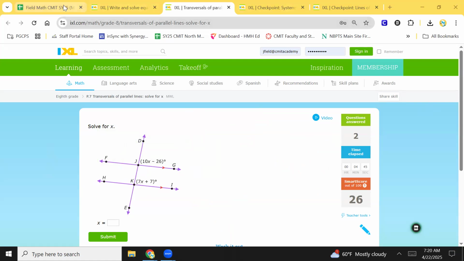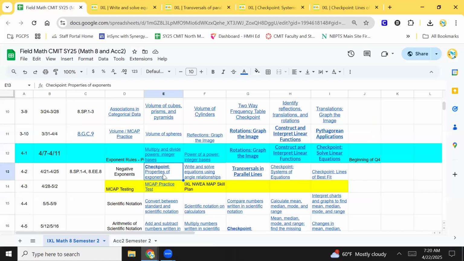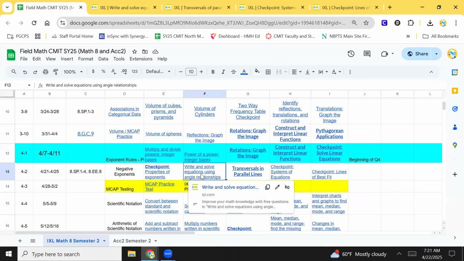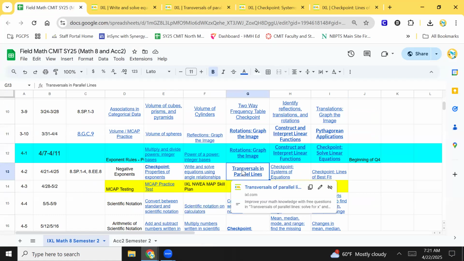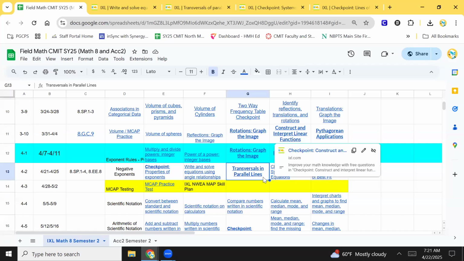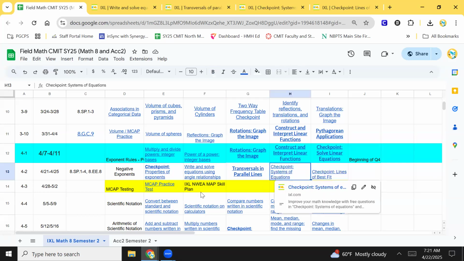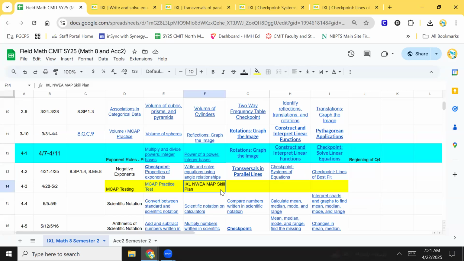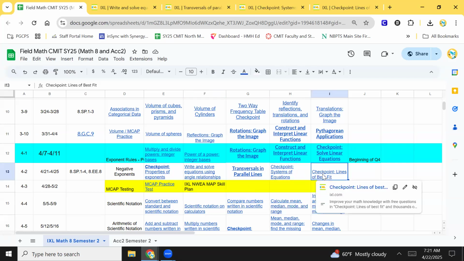So go for it. Do everything you can on that. And I'm thinking that this week we are really going to focus on getting 80s on our properties of exponents and our equation relationships. And if you end up with the 80 on transversals, then you're in good shape for next week's MCAP. If not, then we can make that a goal for next week in general, since we talked about it in Ed Puzzle. And then the rest of next week is going to be the NWEA skill plan that we set up at the end of the third quarter. If you didn't set yours up, please let me know. I'll give you your MAP scores so you can do that. And then, of course, go for 80s on our checkpoints, as we've already covered that material.